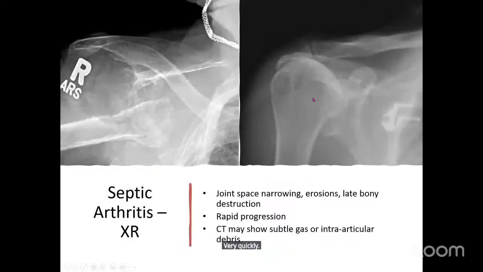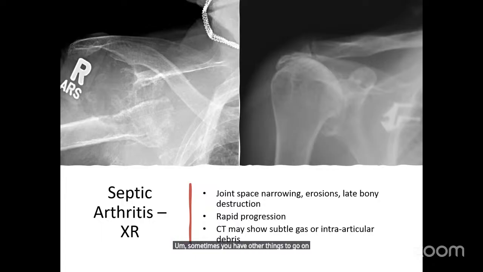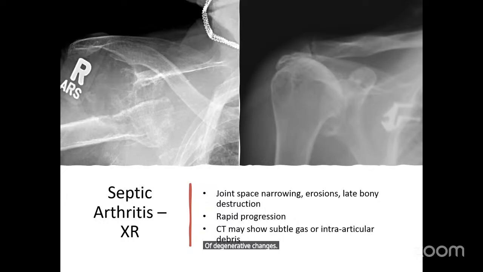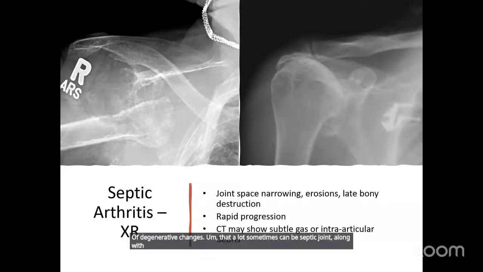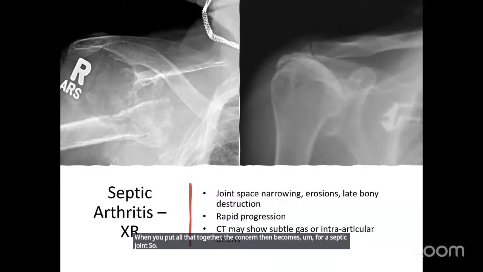And on X-ray, actually, the one on the left is the first film, and this is actually tough when you have an early septic joint because it just looks like really advanced arthritis. Sometimes you have other things to go on. If the patient had any previous films and you can see a rapid onset of degenerative changes, a lot of times that can be septic joint, along with the clinical picture of elevated white counts, other signs of infection, sedimentation rate, fever, those kind of things that you would see clinically. When you put all that together, the concern then becomes for a septic joint. So clinical picture is very important.